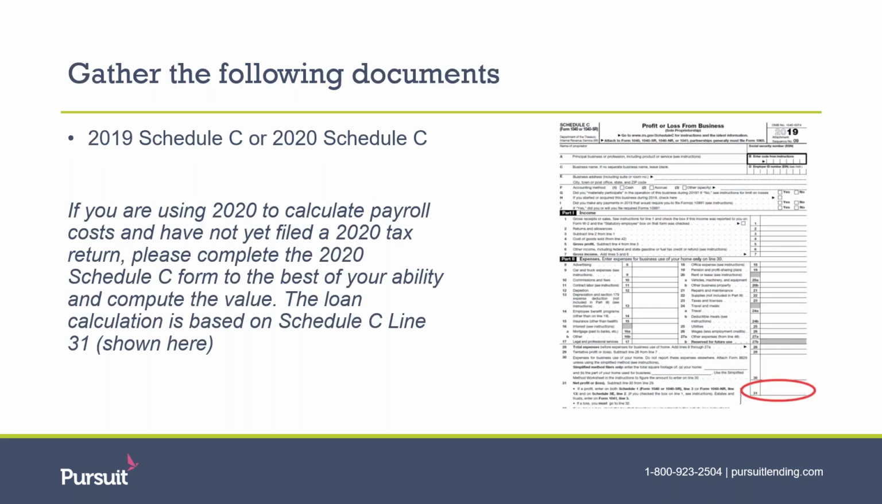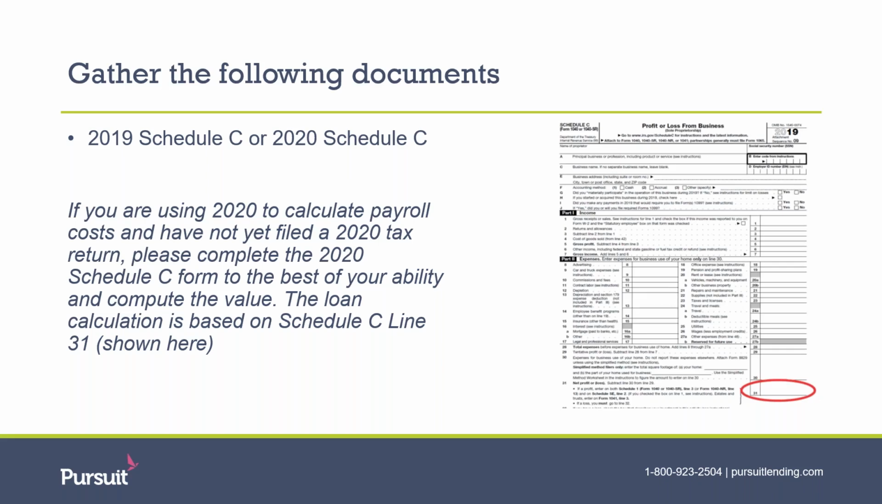The first step is gathering that Schedule C document. This can be from 2019 or it can be from 2020 based on the current rules from the Paycheck Protection Program. If you choose to use 2019 but have not yet filed your tax returns yet, you can complete a draft form of the Schedule C and use that to calculate your loan amount.